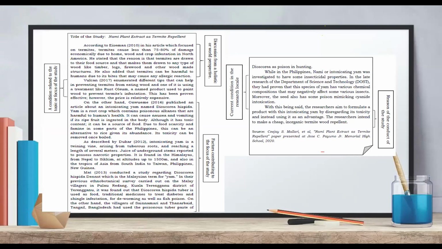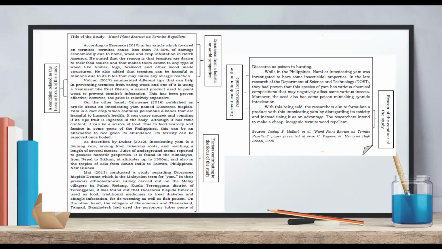conduct the study. So while in the Philippines, NAMI or intoxicating yam was investigated to have some insecticidal properties. In the late research of the Department of Science and Technology, or the DOST, they had proven that this species of yam has various chemical composition. So there, you state where the research locale is. So here in our Philippines, we can find this NAMI.